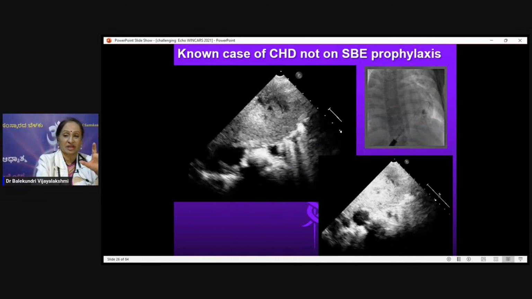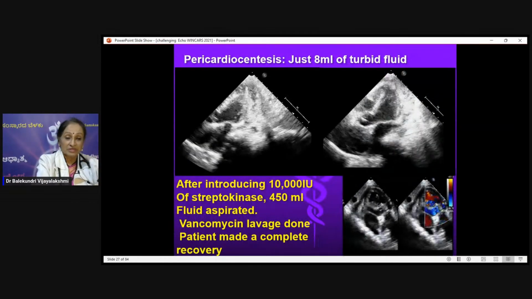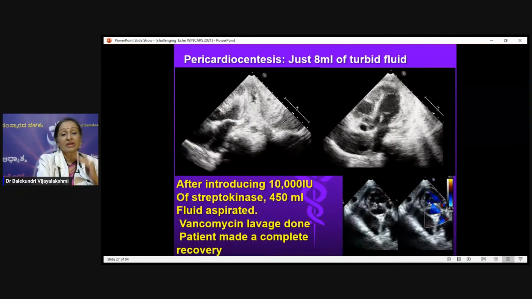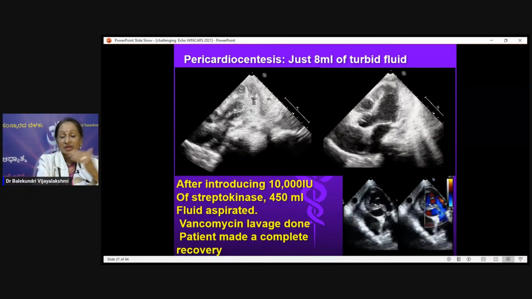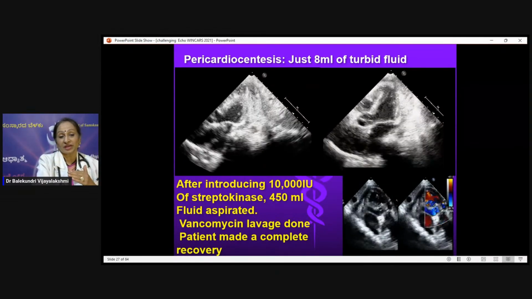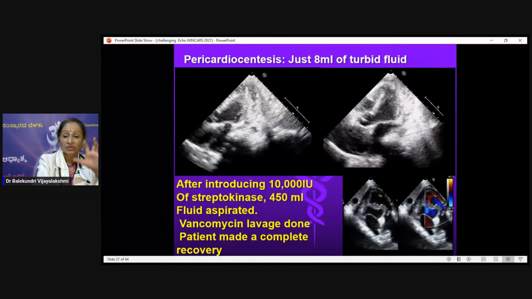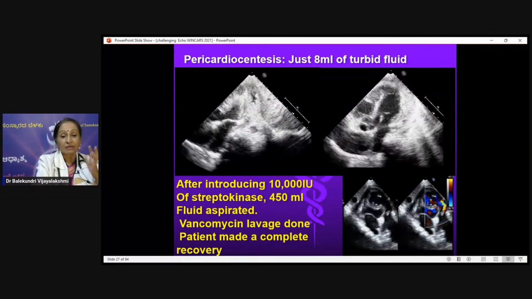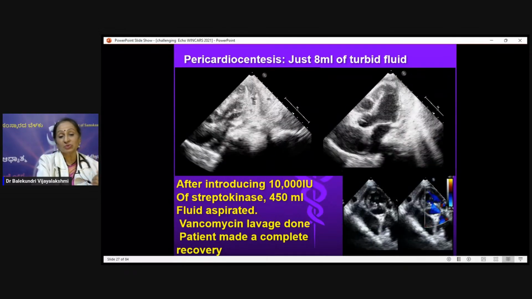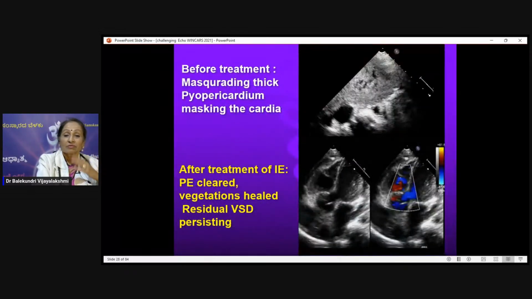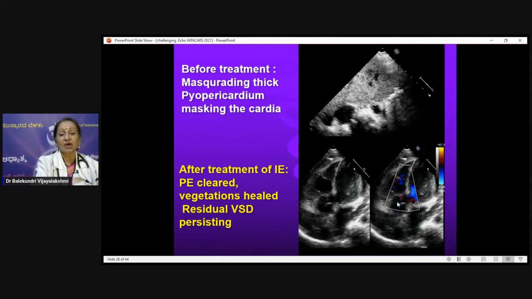Thick pus was there, and once the guide wire was there, I put the pigtail and then introduced 10,000 units of intrauterine, intravenous streptokinase, and then drained 450 ml of fluid, which was very dark in color, almost hemorrhagic, and the vancomycin lavage was done, and then we saw a picture like this, and this is how it looked at the end.